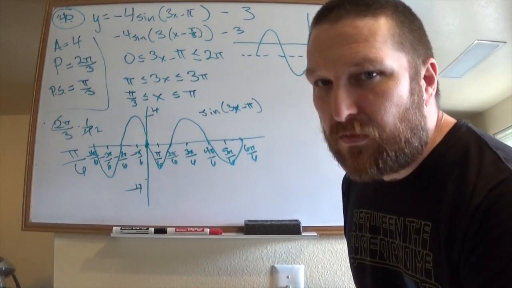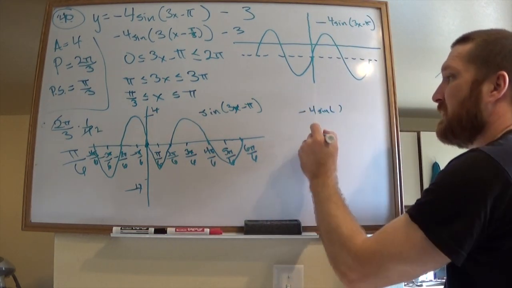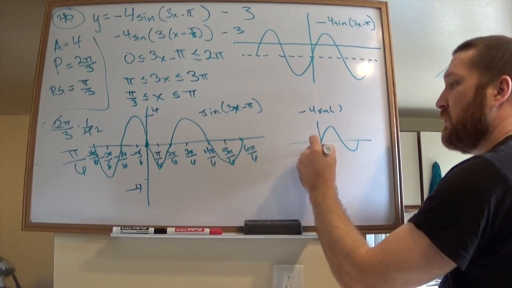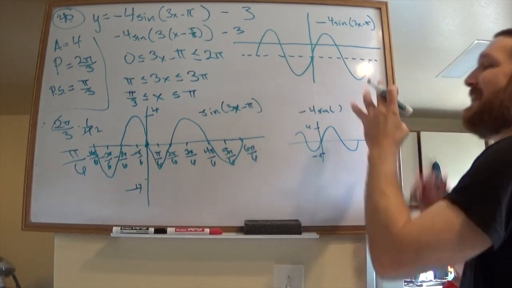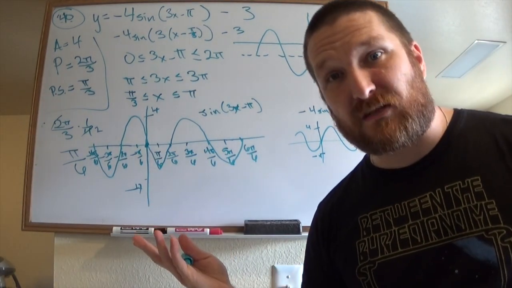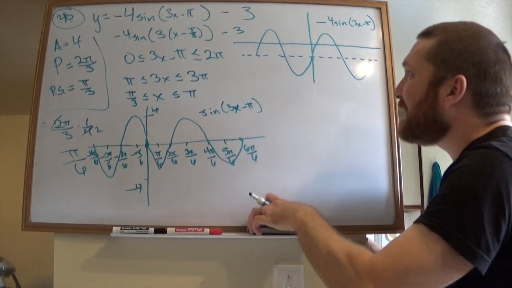Now, if you're not comfortable with that, you could just do this part first, the sine stuff, and draw like this, draw like that, and go, okay, there's 4, there's -4. And then take this next step where you bring it down. If you're more comfortable with that, that's cool. But what I like to do is the way I did it.